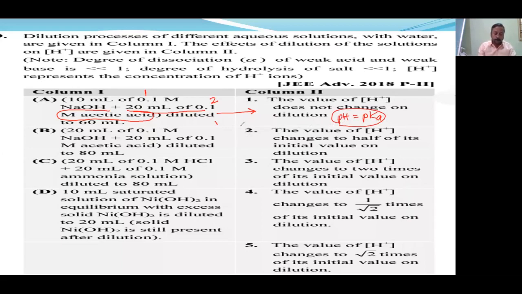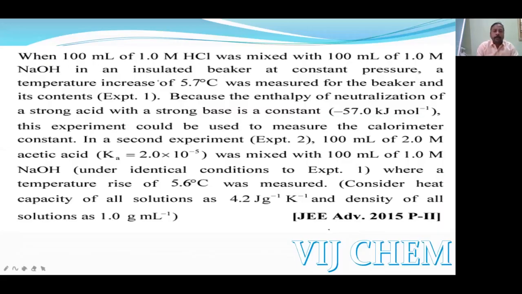Okay, option A will be 1. Like that you can compare. Option B will be 5. Okay, and option C will be 4. The procedure I have told you, and option D will be 1. Wherever a buffer is there, or a saturated solution is there, there won't be any change in the pH. Okay. So this is about the answer. Now let's move on to the next one. Okay, next one. This is an integer type question.